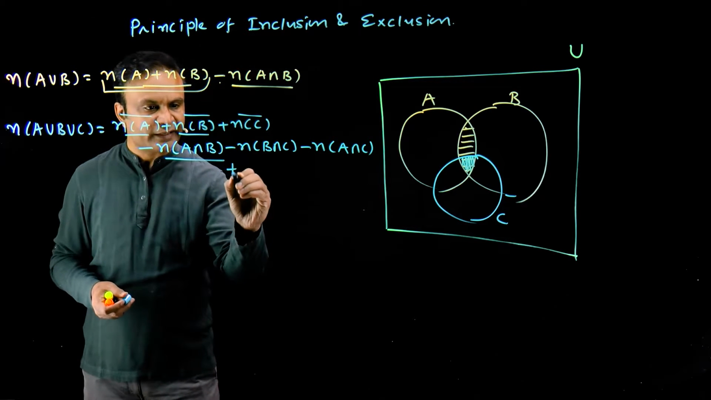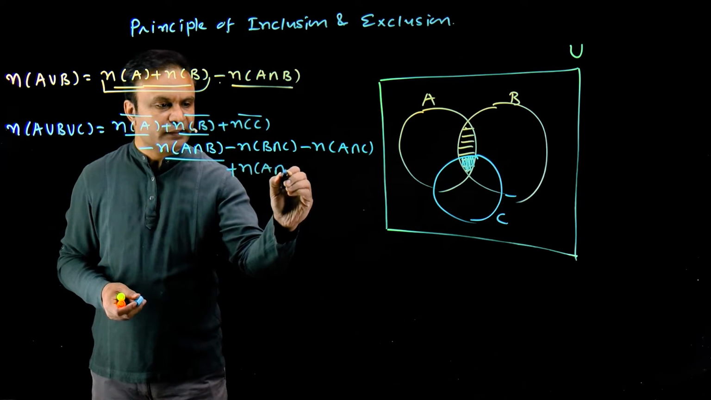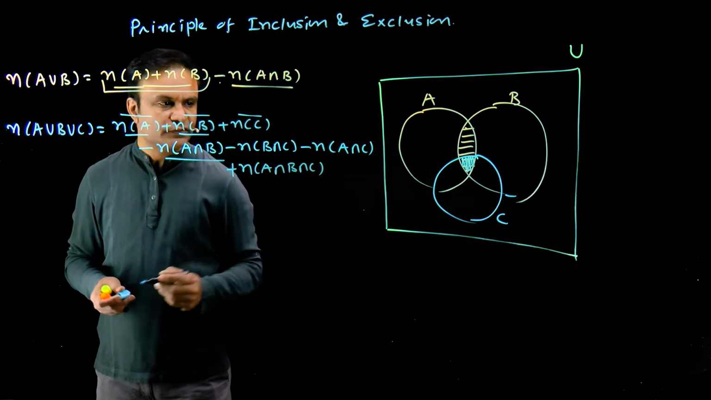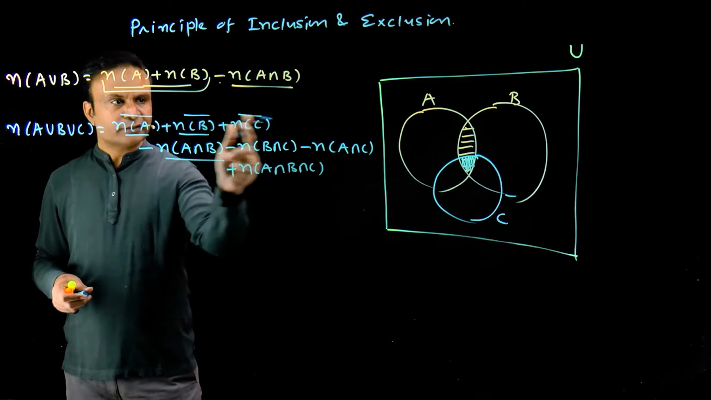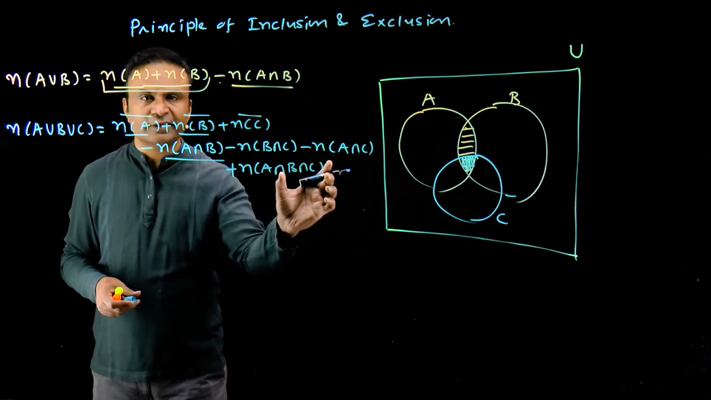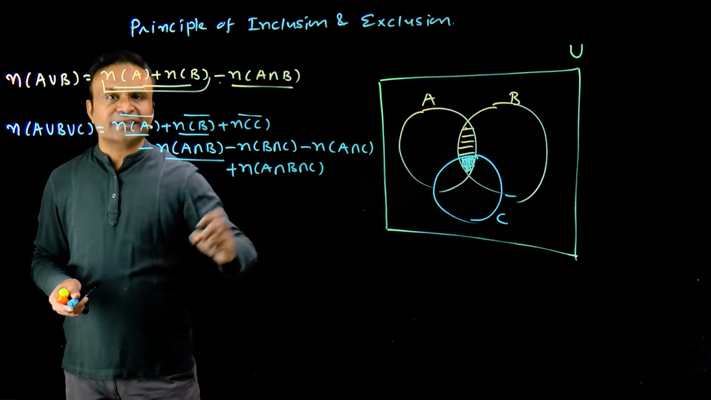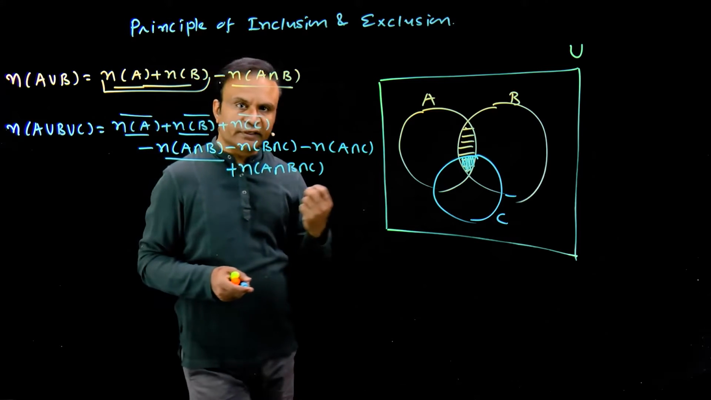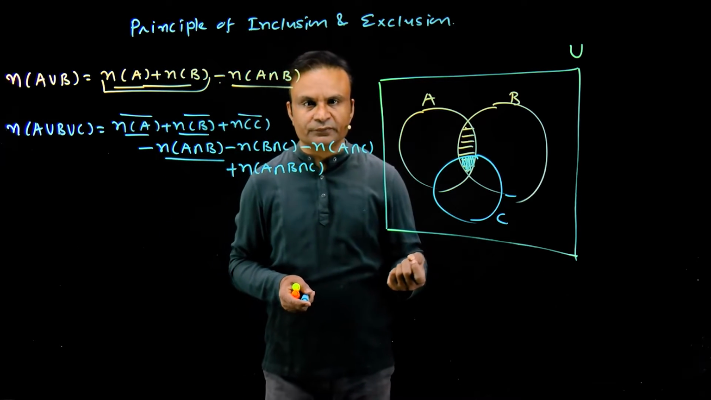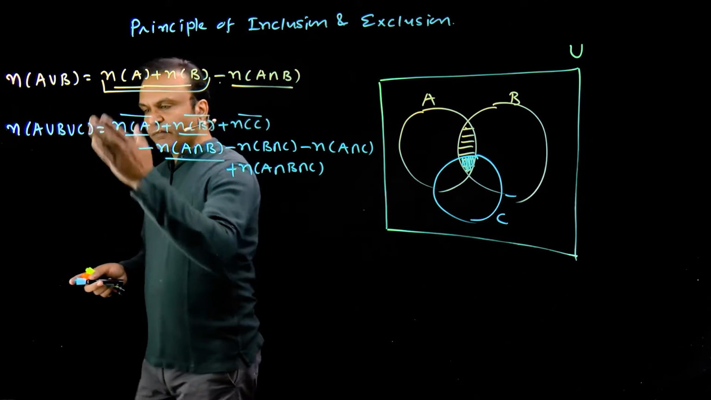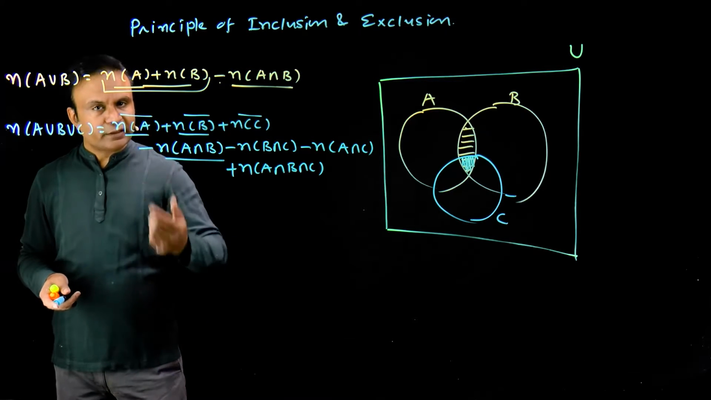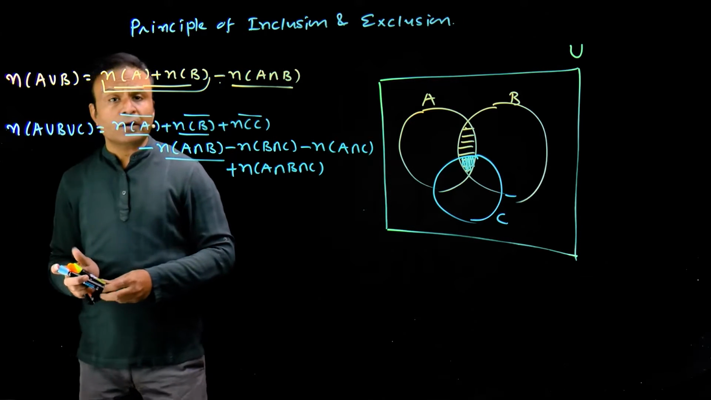But we want the elements of this set once. So we will be adding this. So we have A intersection B intersection C like this. This is inclusion, this is exclusion, and this is inclusion. This is the reason this formula logic is called the principle of inclusion and exclusion. Now we can extend this idea for any number of sets. Suppose we have now n sets.